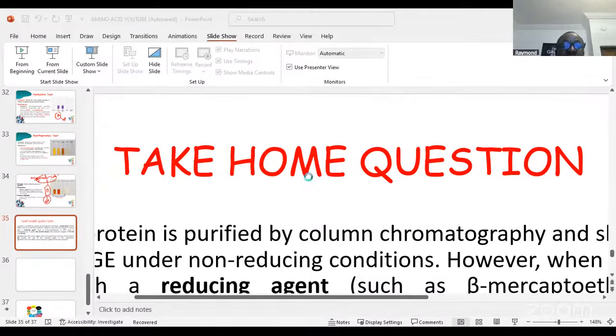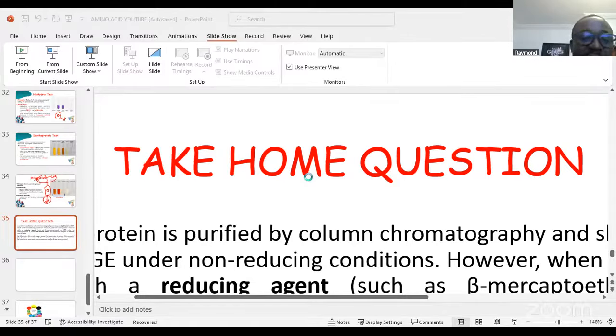I will explain later. Now, explain the role of the reducing agent in this experiment, which is to reduce the disulfide bridge. What is the most likely native molecular weight of the intact protein? Now let's do some calculation. Molecular weight of the intact protein.